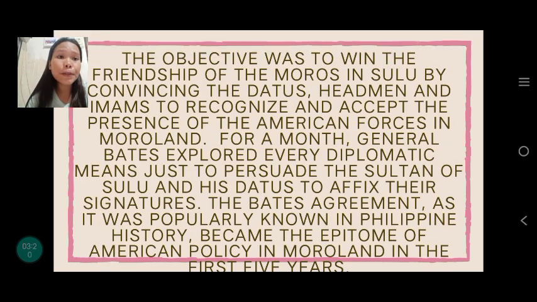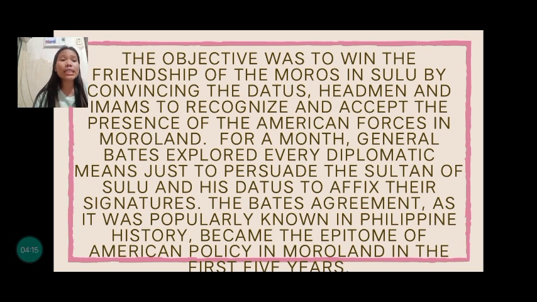Jamalul Kiram. The objective was to win the friendship of the Moros in Sulu by convincing the Datus, headmen, and imams to recognize and accept the presence of the American forces in Moreland. For a month, General Bates explored every diplomatic means to persuade the Sultan of Sulu and his Datus to affix their signatures. The Bates Agreement, as it was popularly known in Philippine history, became the optimum American policy in Moreland in the first 5 years. General Bates met them in February 1899 to win the friendship of the Moros and convince all the Datus to accept friendship with the Americans.